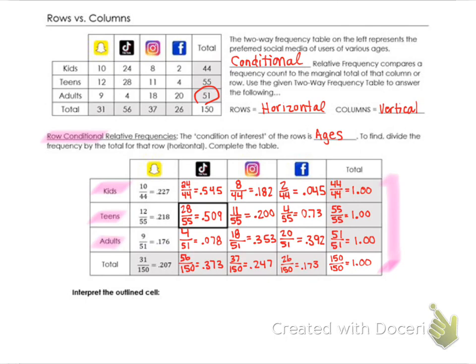So we're talking about rows. So we're only talking about the teens for that row. So what I would say for this is out of the 55 teens sampled, because that's how many total teens were sampled in the survey, 28 enjoyed TikTok the most. Or if we wanted to write it as a percentage, we could say 50.9% prefer TikTok.